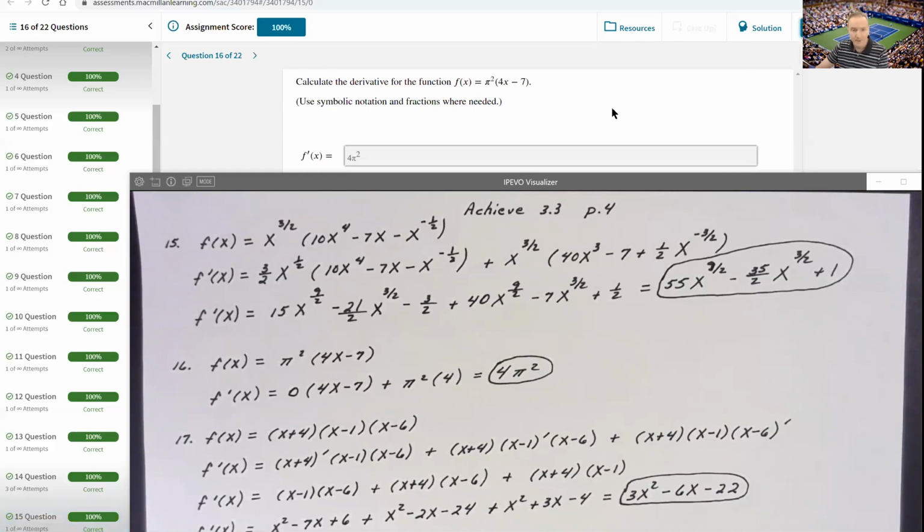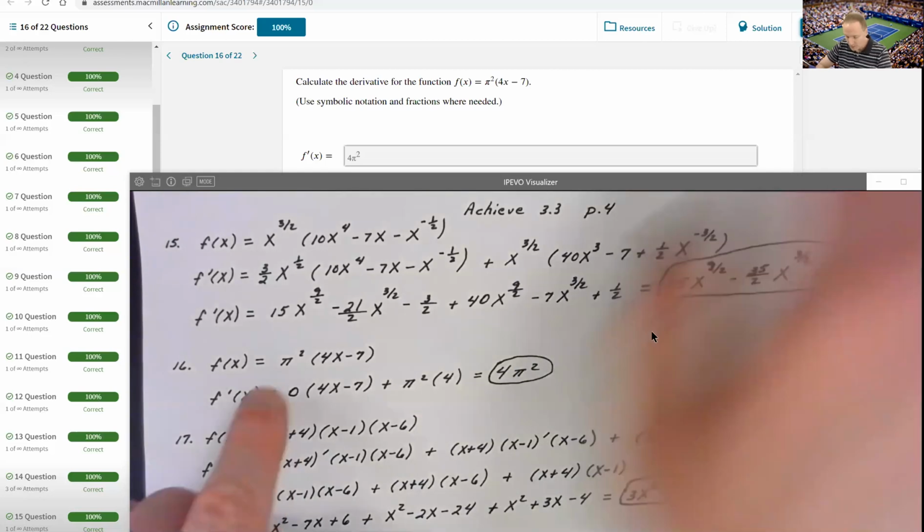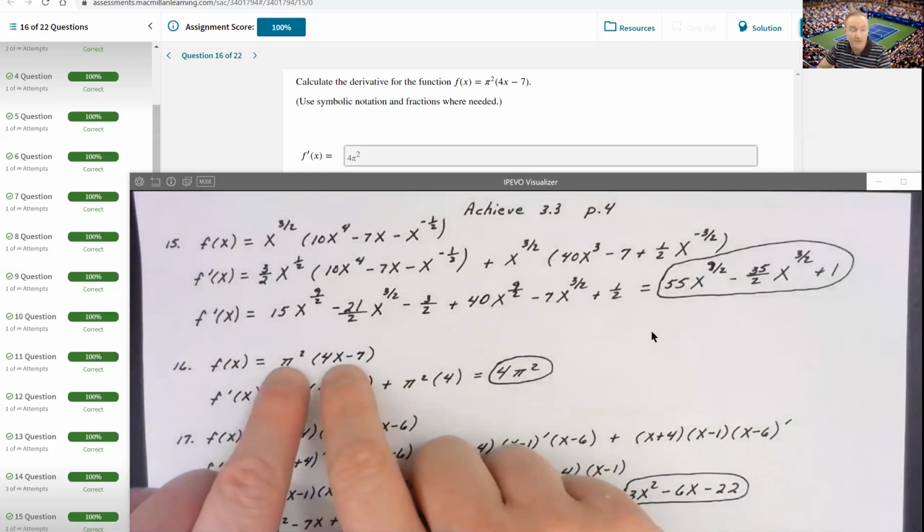Now, let's go on to the next problem. For 16 here, it gives me pi squared times 4x minus 7. This one's really so easy, I could see some people getting confused with it. It's really not a product rule, but you can think of it as a product rule. A product rule is when we have a product of differentiable functions. This first term is not a differentiable function, it's just a constant, pi squared.